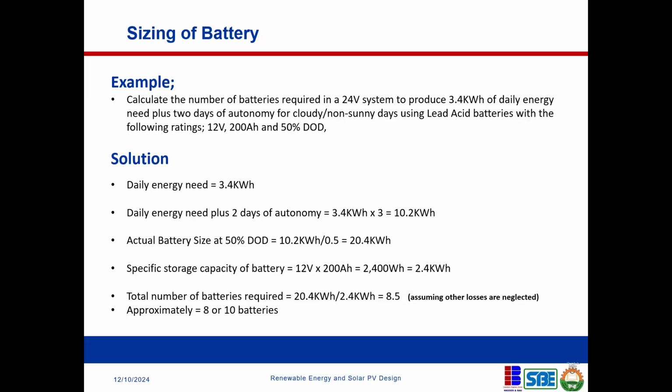Before then, I have a question. I want to know this DOD, depth of discharge. How can one get that information from a battery? How can you get direct information? And this 10.2 kilowatt hour, what do you call it, autonomy? Is it the same for all types of batteries?